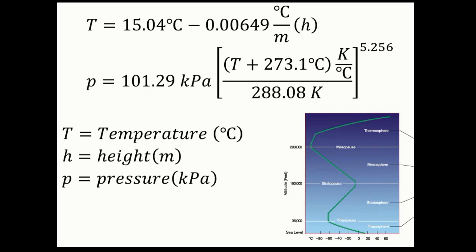Let's talk about these formulas. This has to do with lapse rate. One of the things I want to point out, these formulas are only consistent in this zone right here. We're only talking about the troposphere, and we're going from 0 to 36,000 feet. It's about 11 kilometers there. That's all we're interested in.